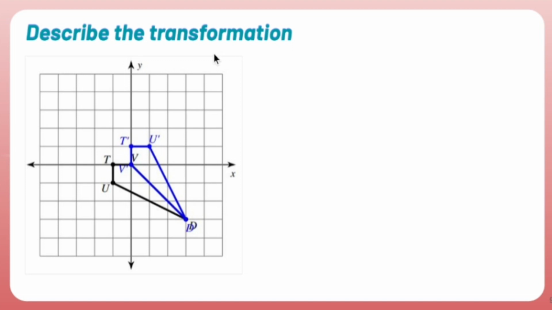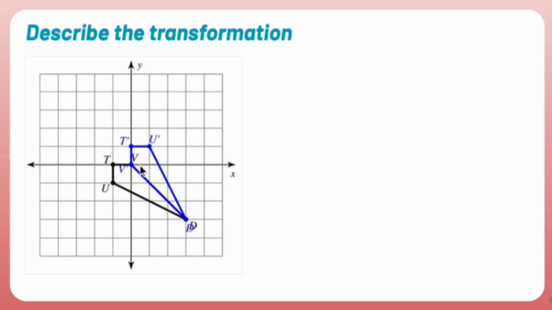Describe the transformation. All right. Well, I have three types of transformations. I have a translation, which means I just move things. So T goes up and right. U doesn't, so it's not a translation. A rotation has me rotate things, but nothing's rotated. It looks like it's just a mirror image, because it is.